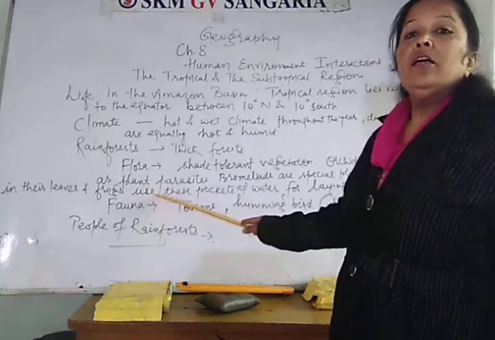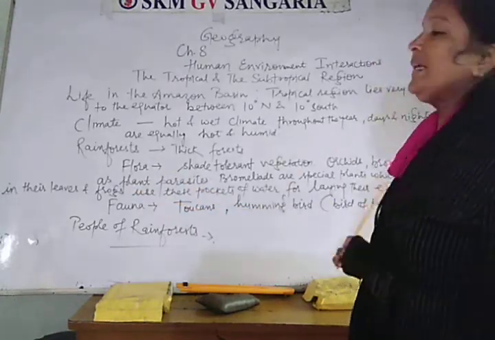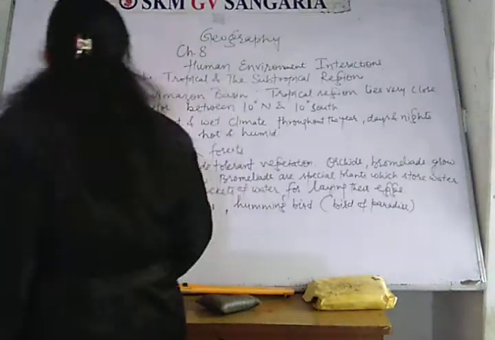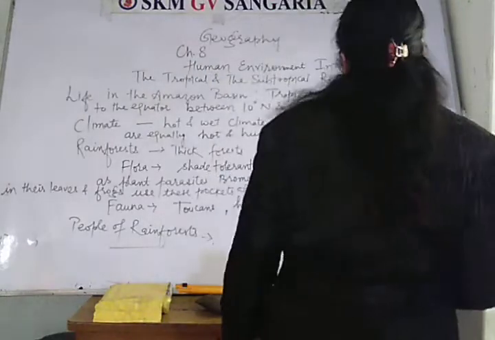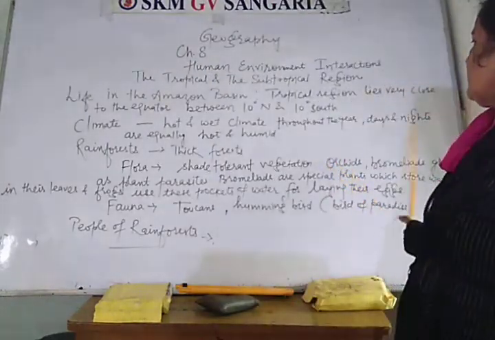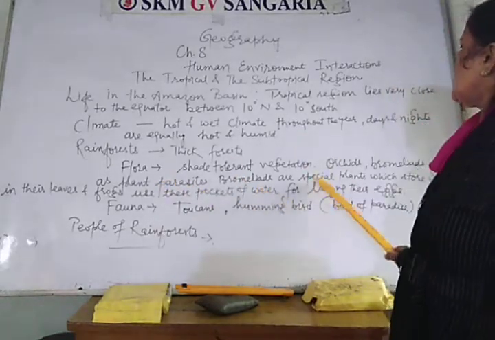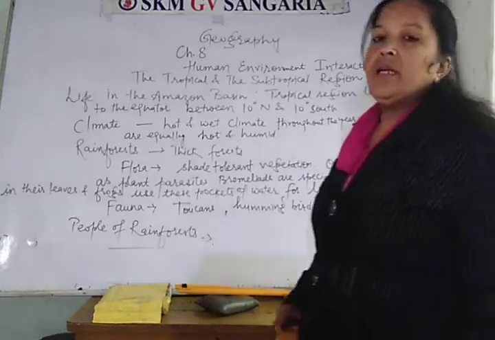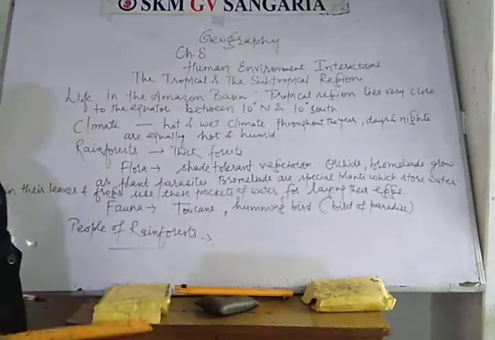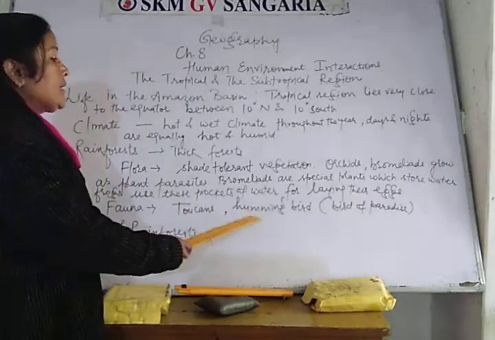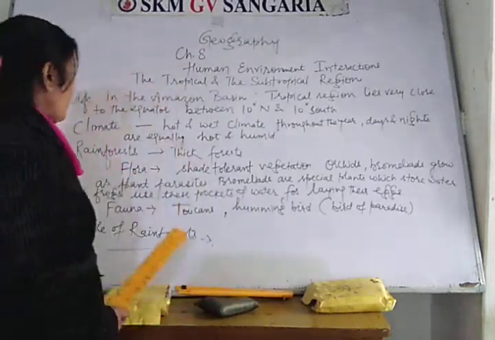This water is used by the frogs for laying their eggs. So we can say shade tolerant vegetation is found here, and variety, what is the variety here of these trees? Varieties: orchids, bromeliads grow as plant of parasites. Bromeliads are special plants which store water in their leaves, and frogs use these pockets of water for laying their eggs. Then about fauna, toucans, hummingbird. Hummingbird is also called bird of paradise, is found in Amazon basin.